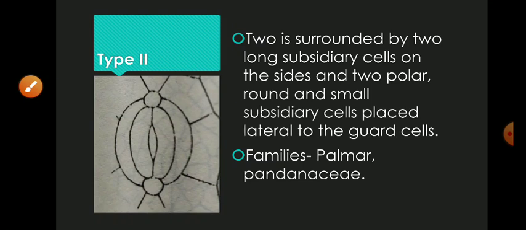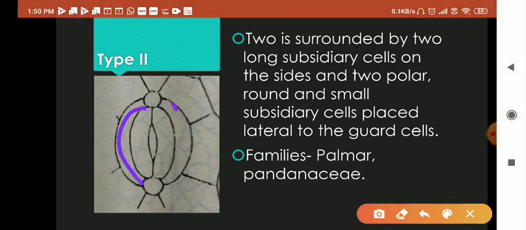Next, type 2. It is surrounded by 2, actually surrounded by 4. 2 polar, round, and 2 longitudinal, parallel to the axis. These 2 are long, side by side, parallel to the guard cells, and these 2 are small polar nodules, like round small subsidiary cells placed lateral to the guard cells, and the family is Palmae. It should be E.